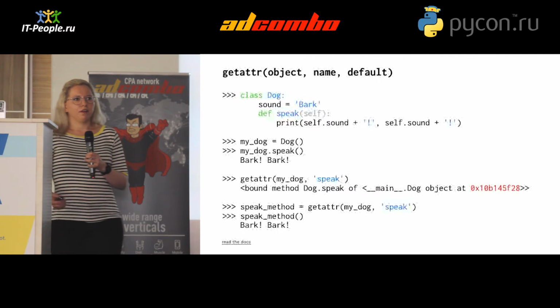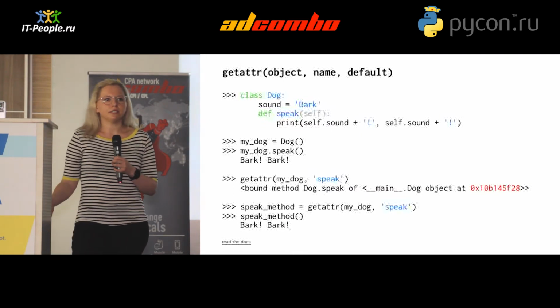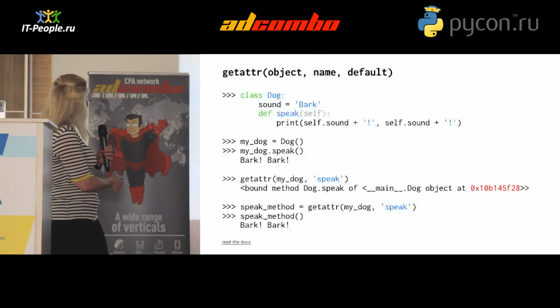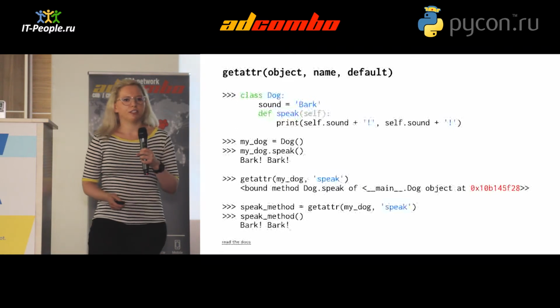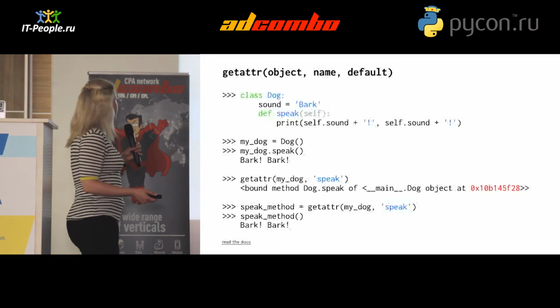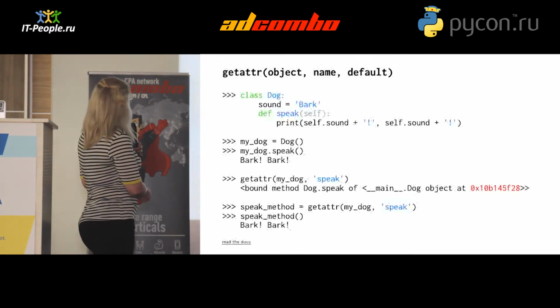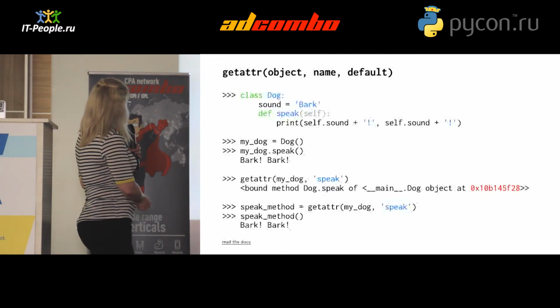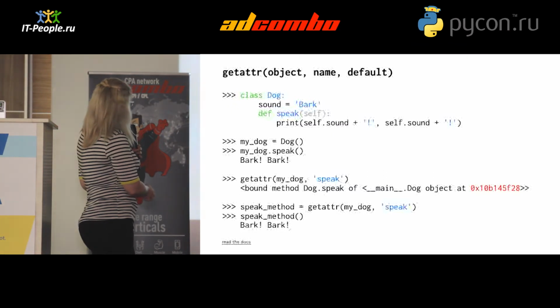There's also something in Python called getattr, and it's a built-in that lets us get the attribute, in this case name, from this object, and if the attribute is not found, we can provide a default. So in this case, we have class Dog, and it implements this speak method. When I getattr on my dog instance with the attribute speak, it returns a bound method. And I can then call it and get this result.